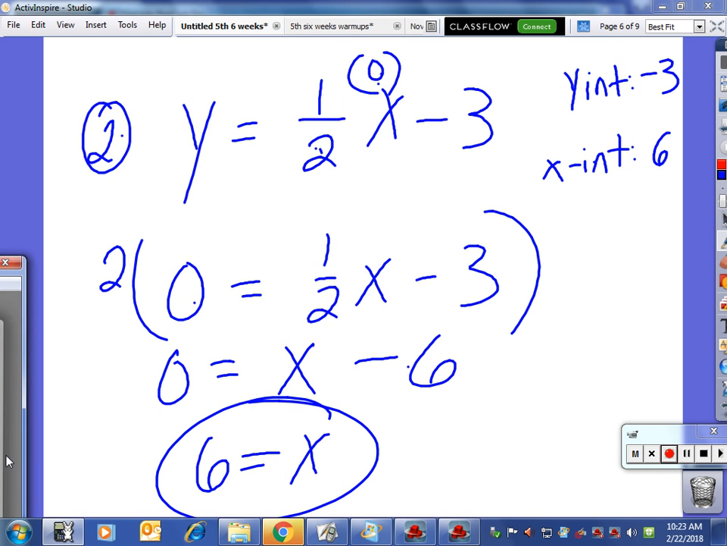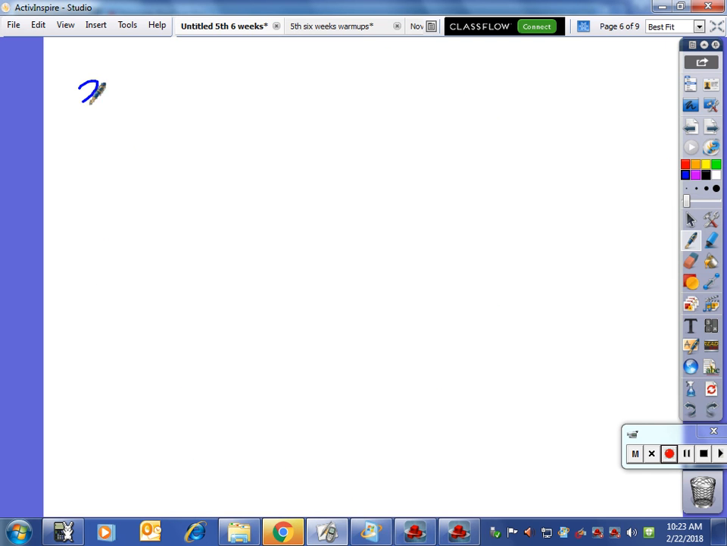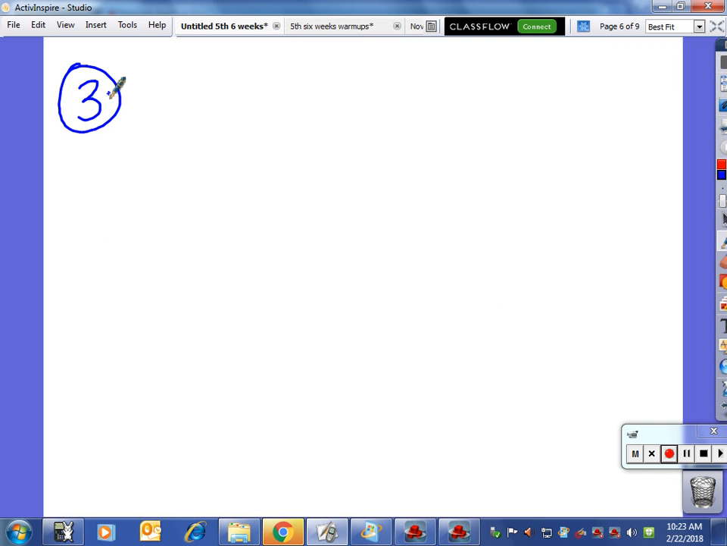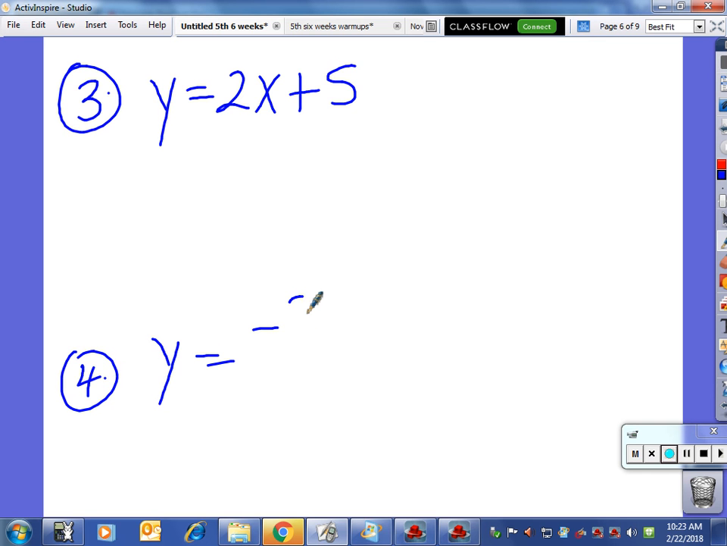Okay, now, what if it doesn't show on your screen, you calculator people? You try these two, please. Number 3, y equals 2x plus 5. I'll give you one with the whole number slope. And number 4, y equals -2/3 x plus 9. List the x and y intercept.